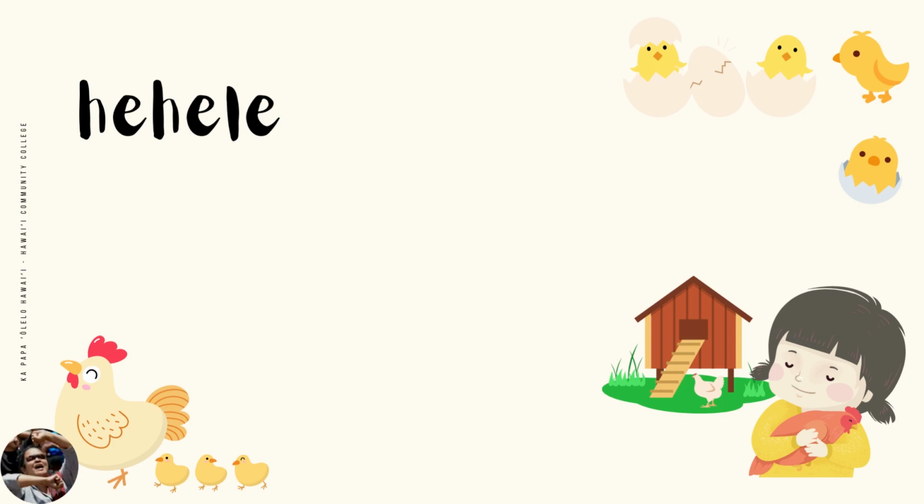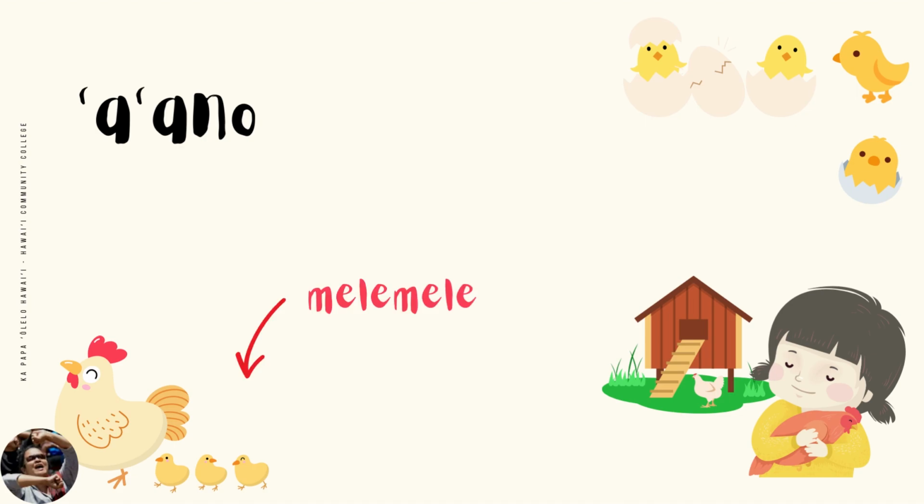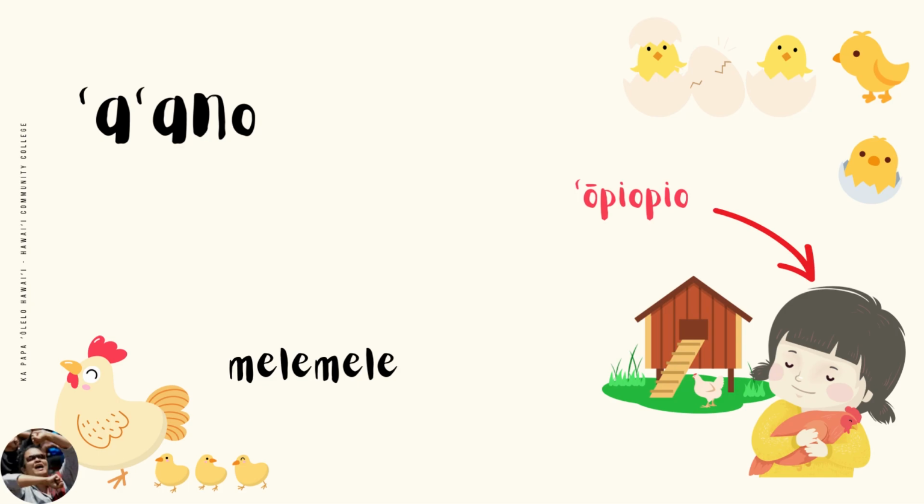Hehele are words that hele or convey a sense of movement or sound. In English, we call these intransitive verbs. For example, hele, a me piʻo. ʻAʻano are words that convey the ʻano, the nature or character of something. In English, we call these passive or stative verbs. For example, meleʻmele o piʻopiʻo.